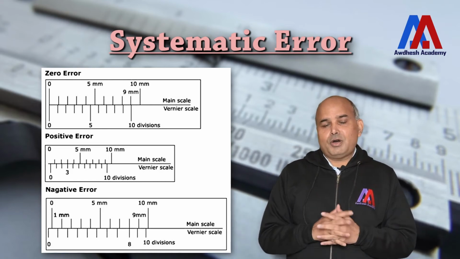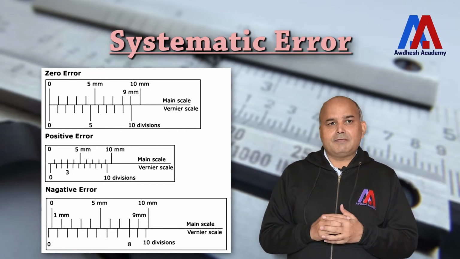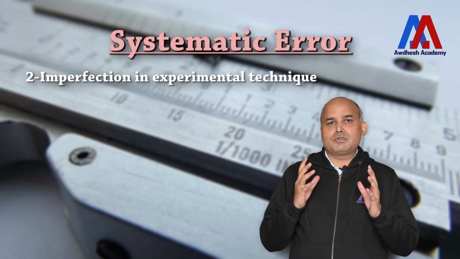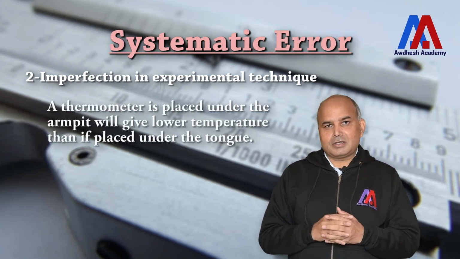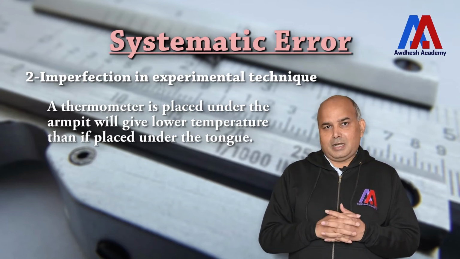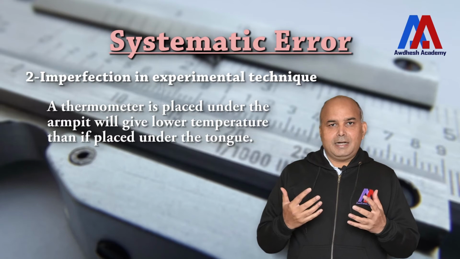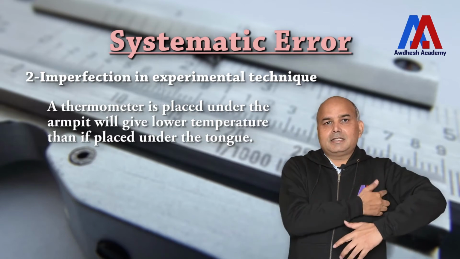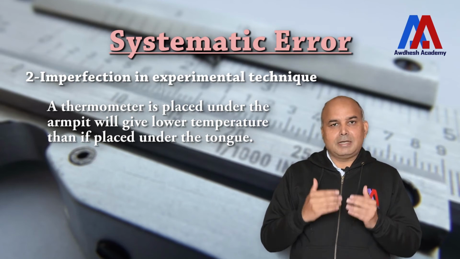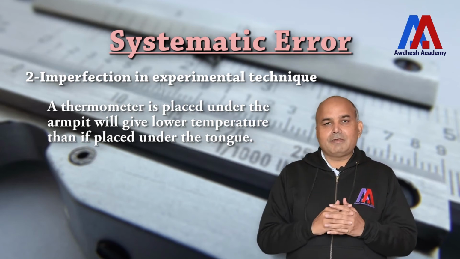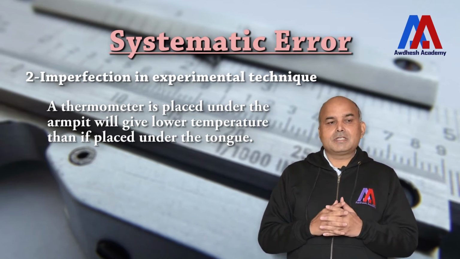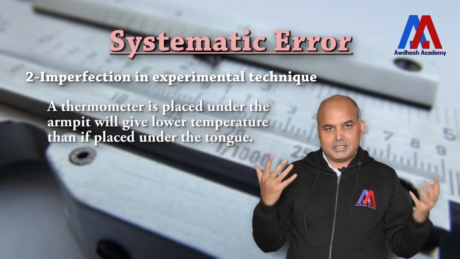Now the second important source of error is when we have a wrong experimental technique. For example, when you have to measure the body temperature of a person, we generally put the thermometer under the tongue. But suppose instead of that, we put the thermometer inside the arms, then the temperature will be lower than the temperature when we put the thermometer in the mouth. And so this is a type of error which is because of the wrong measuring technique.